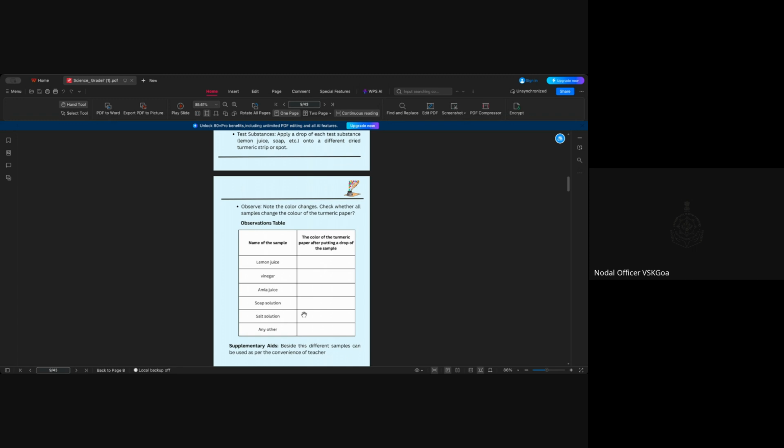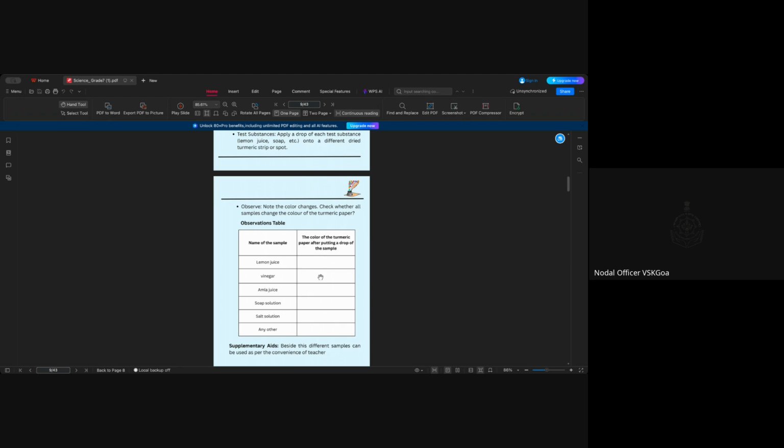This is just the observation table. The examples given of the samples are suggestive. Depending on the number of students and depending on your class size, you can add different substances or samples. So the major task in this case is to check the color change. What color change the students find on their own indicator which they have developed.